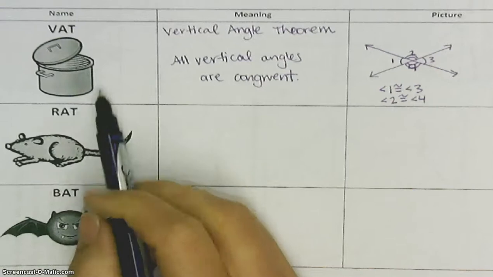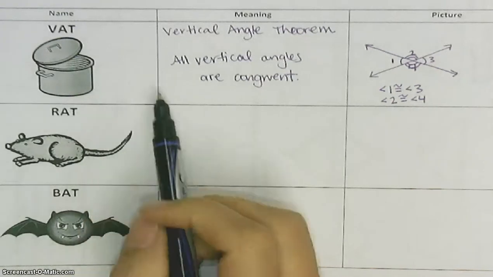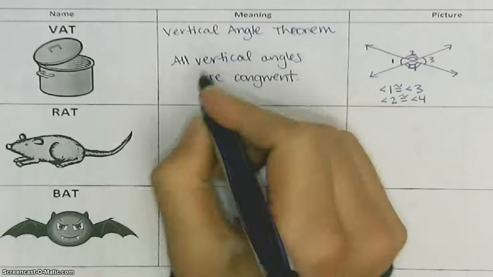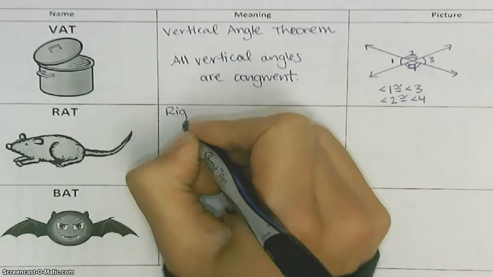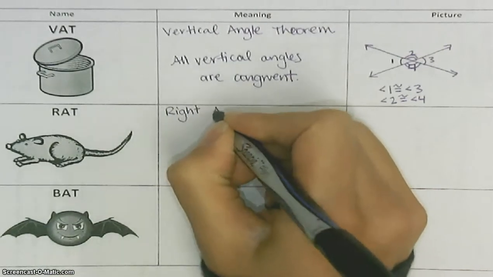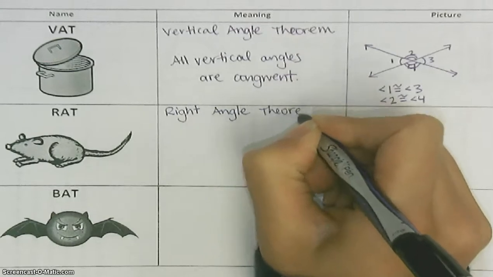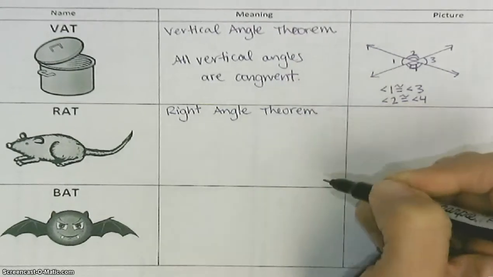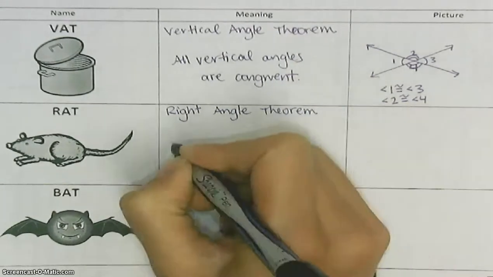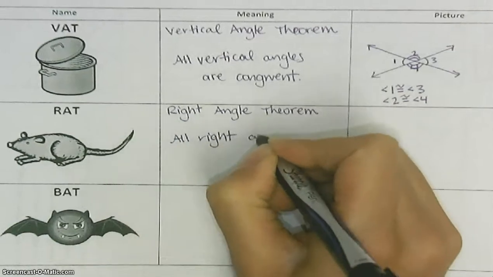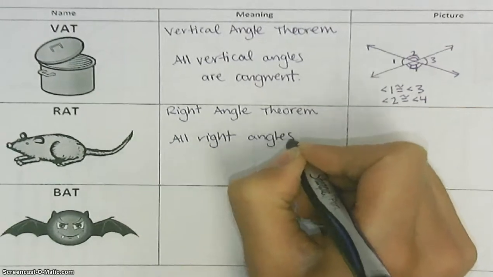We've studied this for many chapters now. You should be pretty familiar with that. The RAT is the right angle theorem. This was last chapter, maybe even chapter 2 when we learned this. We haven't been using this as much, but it's still just as important. The right angle theorem says all right angles are congruent.